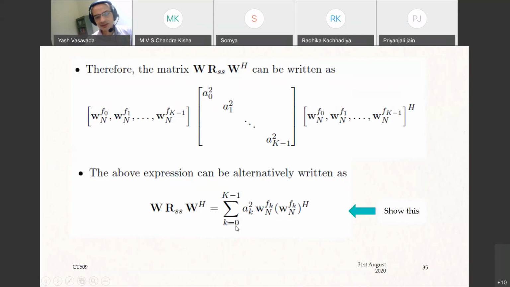What are we doing here? We are taking each user at a time. We are taking the W vector for that user and multiplying it with its Hermitian transpose. Who can tell me what will be the dimensions of this W f of k n times W f of k n Hermitian? What will be the dimension of this term here?